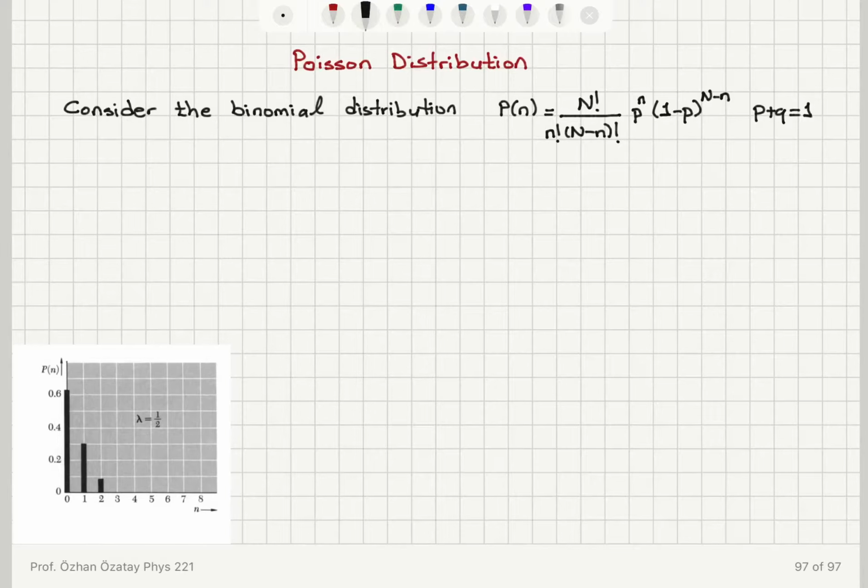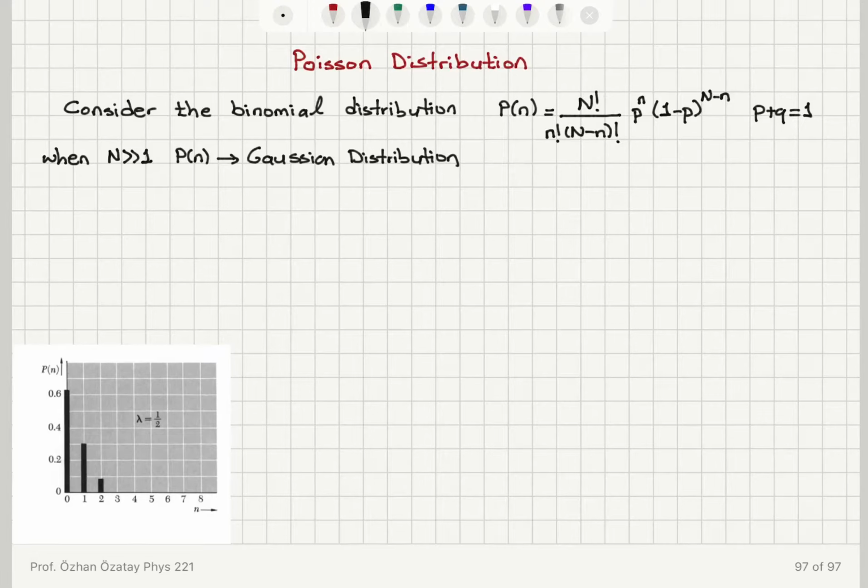So when we have a large number of objects, capital N much greater than 1, the probability distribution turns into a smoothly varying function. The probability distribution can be approximated using the Gaussian distribution. This is what we have shown in the previous videos.